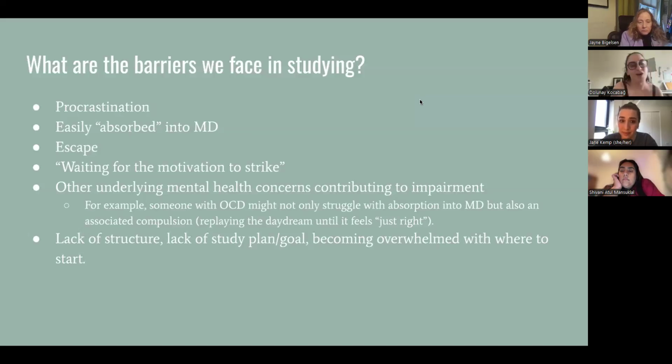So you said other underlying mental conditions, however, I can't read, it's very small. I can take this one and write on it.